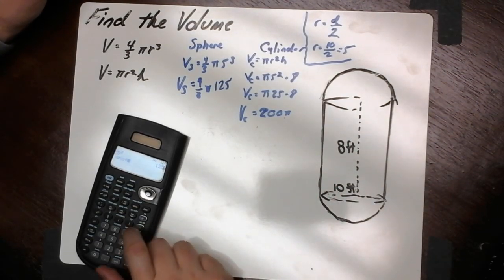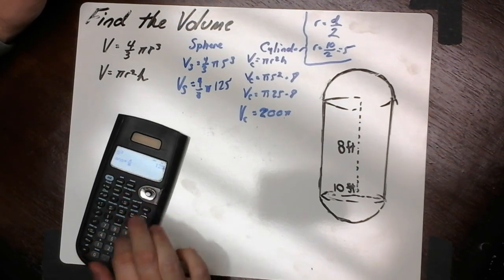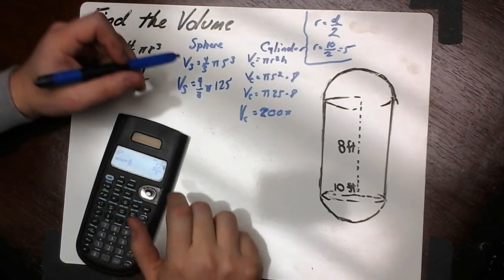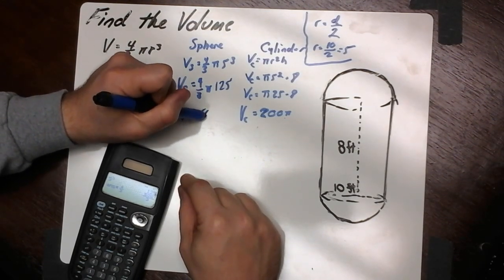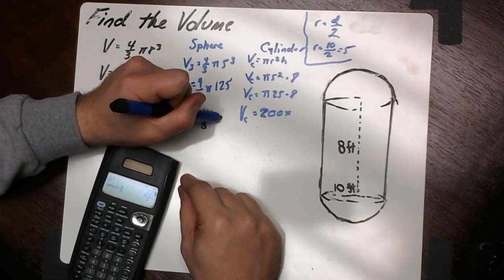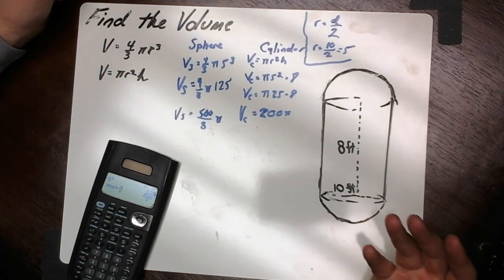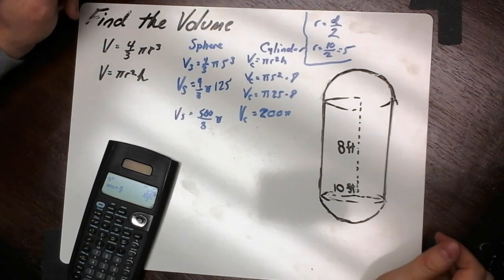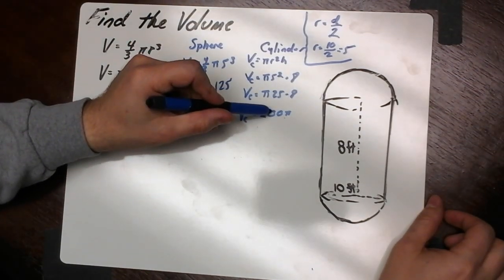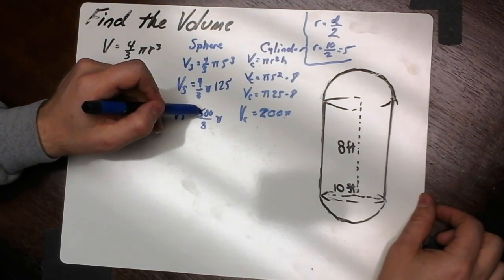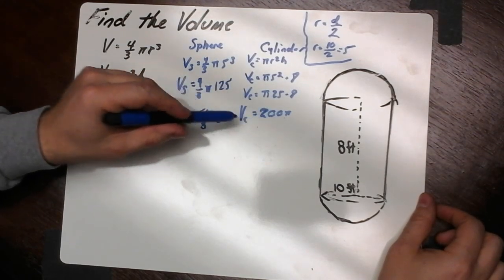So now I'm going to say 125 times 4/3. And that gives me 500/3 pi. I don't mind showing you guys this by hand because this is pretty straightforward. So I have to add now 500/3 times 200.